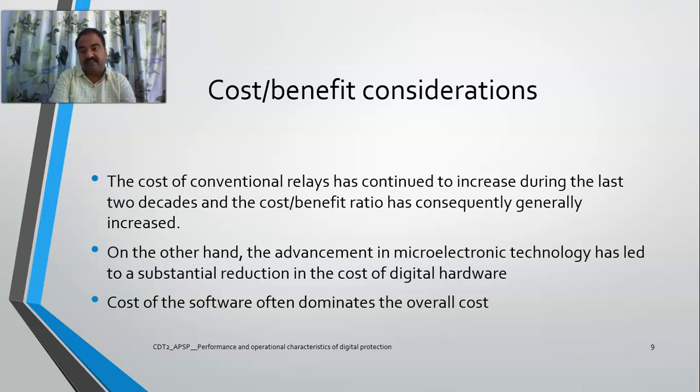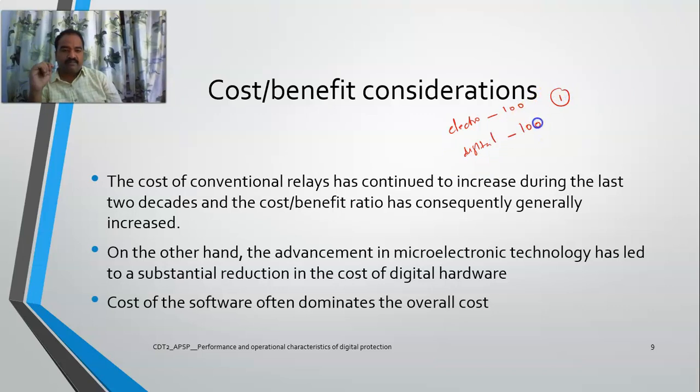Cost to benefit means, let us suppose if you spend 1 rupee, how many benefits you are getting, or for a particular benefit how much cost you are spending. See, for an electromechanical relay the cost of the unit is less, but the benefit is only one. So it is just like you having an electromechanical relay for 100 rupees, and the benefits you will be getting is only one. Whereas a digital relay may cost you 1000 rupees, but may offer you 50 applications.